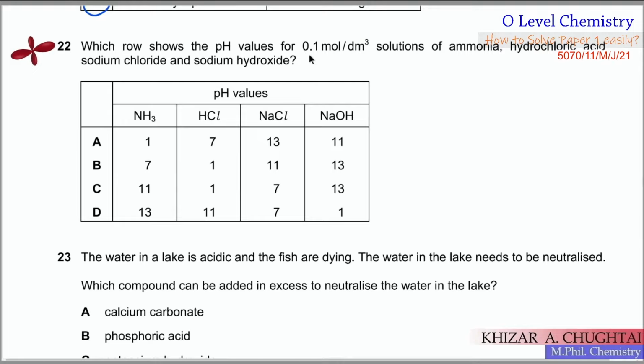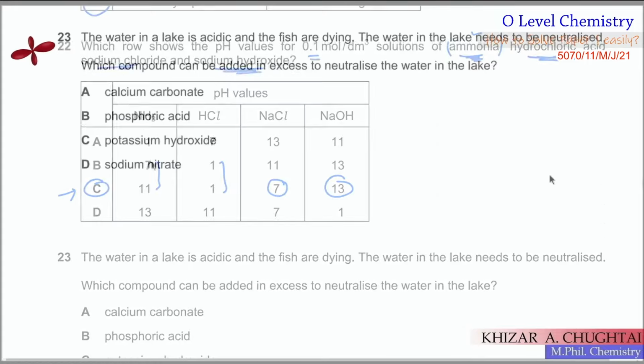So 1 mole per dm cube solution of ammonia, that is basic. HCl is acidic, and no doubt ammonia is less basic. Ammonia is a weak base. HCl is a stronger acid. Sodium chloride is neutral, and sodium hydroxide is a strong base. So you can say ammonia should be having the number 11, HCl maybe 1, NaCl should be 7, NaOH 13. So C is the correct option.